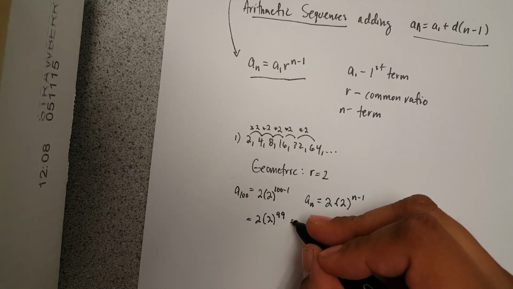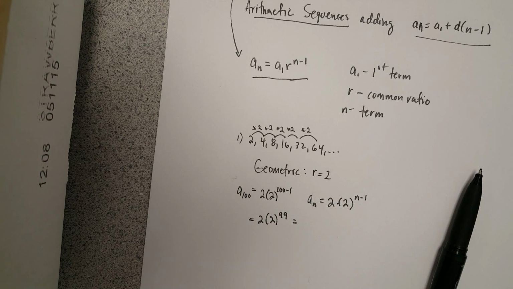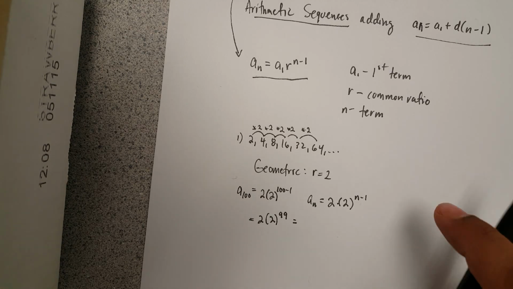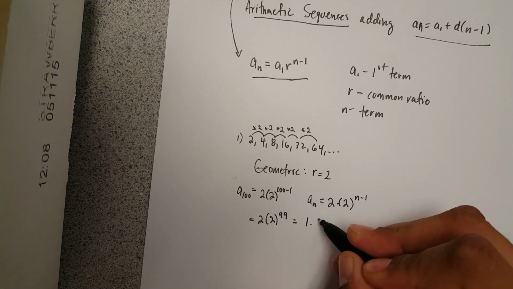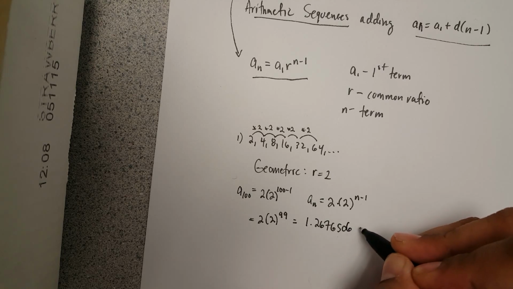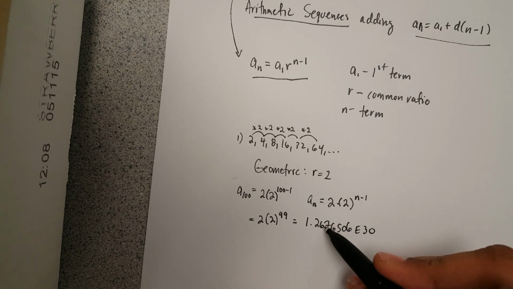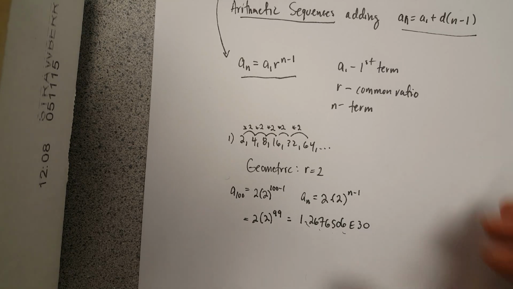And then when you plug this into the calculator, you get the answer. Let's see what that is. 2 times 2 to the 99. This is a very, very large number. Let me just write this down: 1.2676506 e to the 30. That means I'm going to move the decimal value 30 places this way. So that's my answer. That's how you figure out if it's geometric or not.